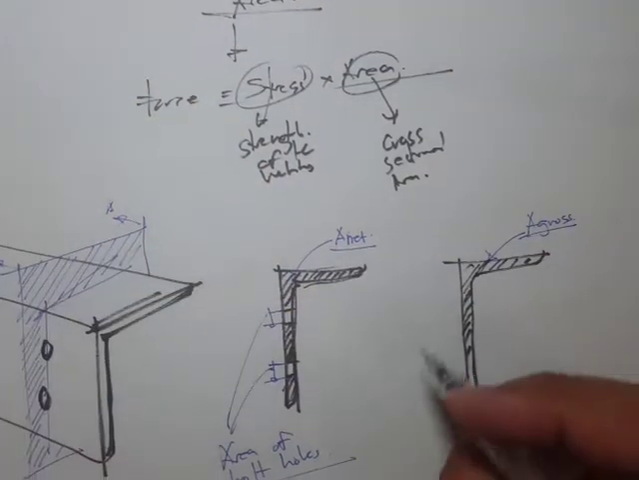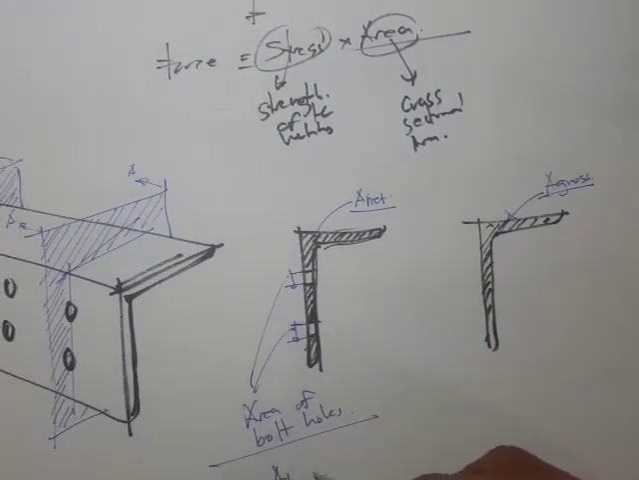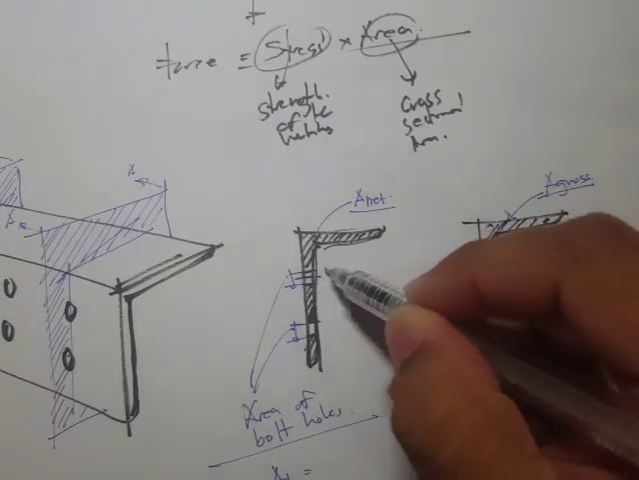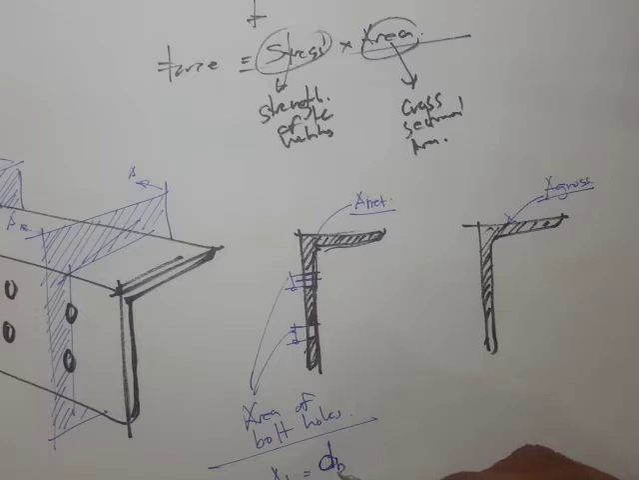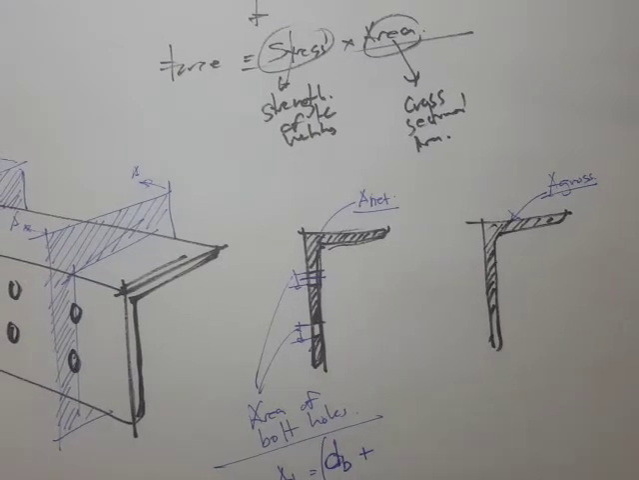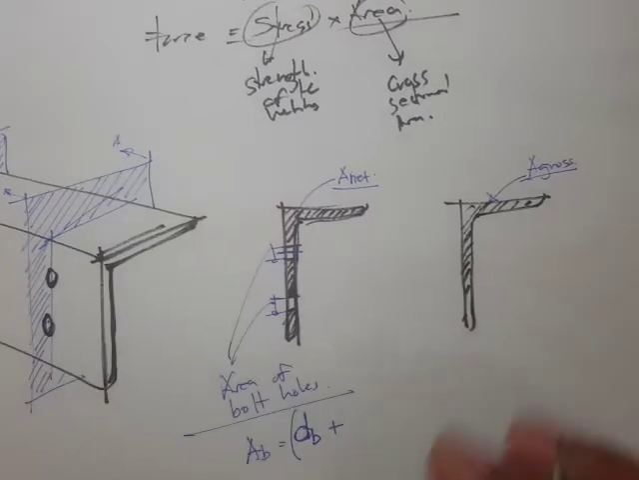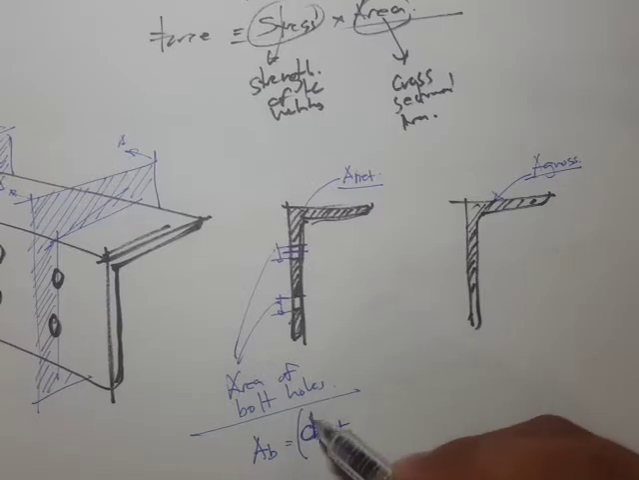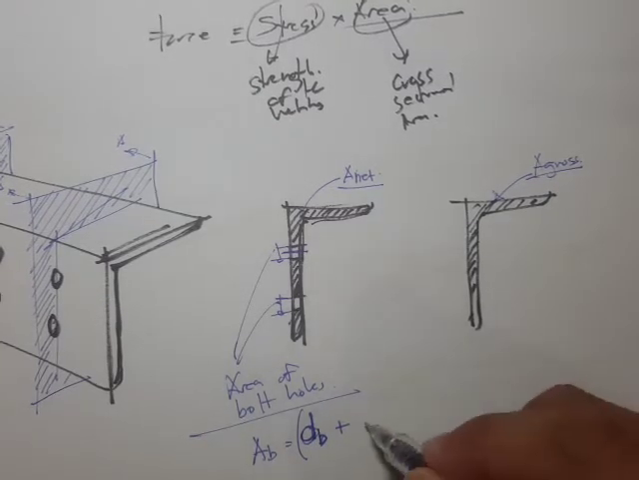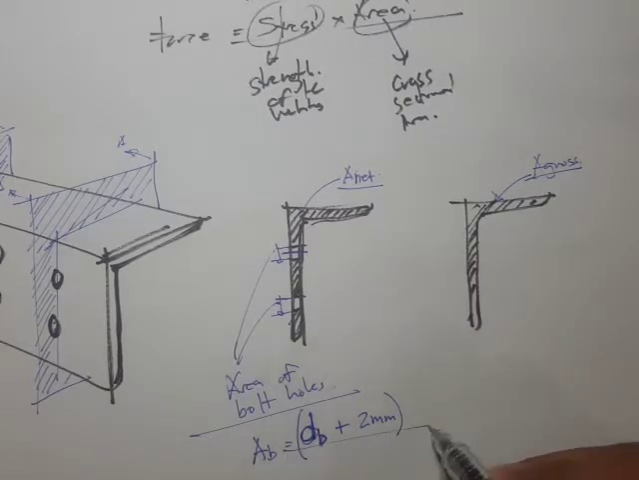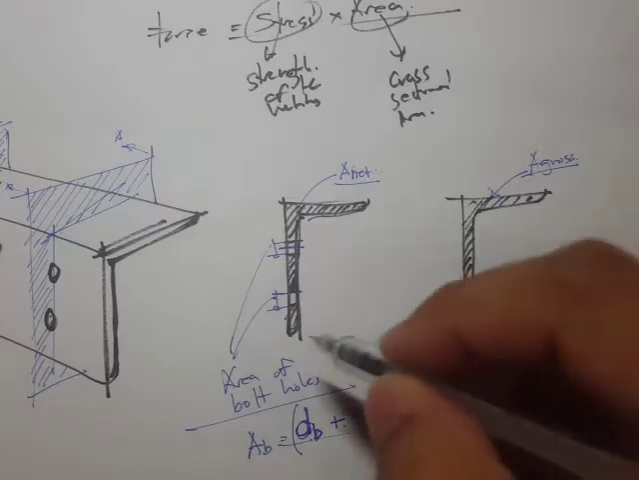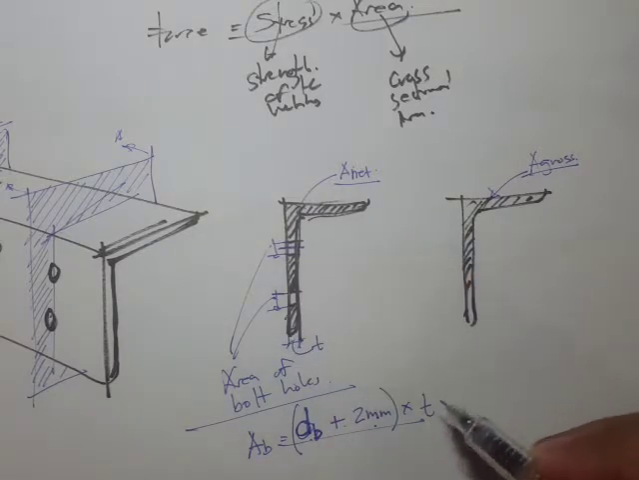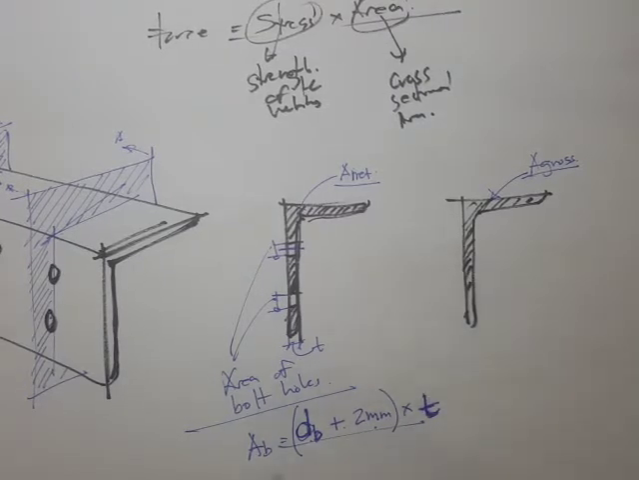The area of the bolt is equal to the diameter. This is the diameter of the bolt, so let's write D sub B, times... Actually, the code requires that when we're analyzing this tension member, we have to add a clearance. So the bolt diameter plus the clearance, which we'll take as 2 mm, so plus 2 mm. So diameter plus 2, times the thickness.